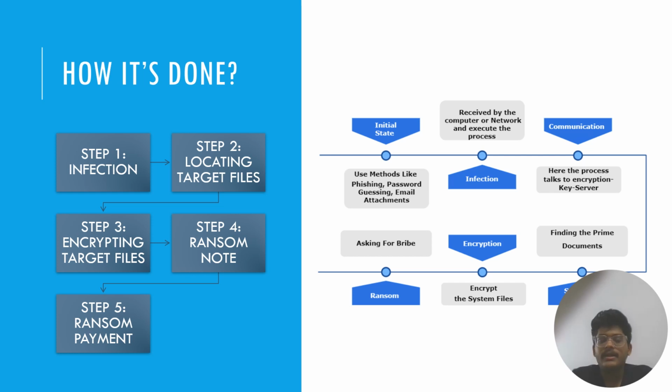Next, they encrypt the target files so that they become unusable and unreadable by the user. Then they send a ransom note in the form of a pop-up or a mail to the user which they have hacked. This ransom note includes the data about how to make the payment and what is the amount of the payment. Next step is the ransom payment that is done by the user, after which the attackers may or may not release the files that have been encrypted by them.